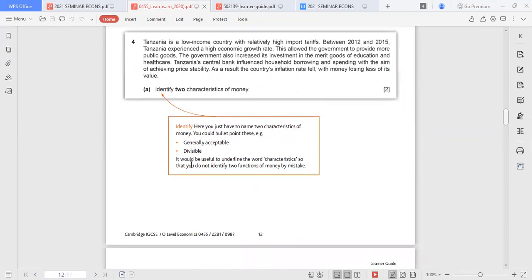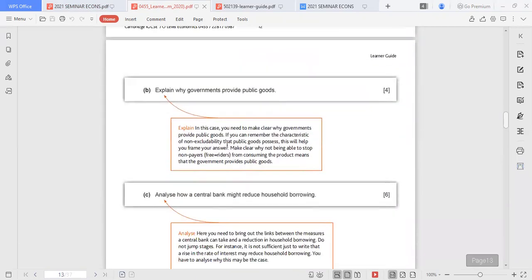It will be useful to underline the word characteristics so that you do not identify two functions of money by mistake. So when they say the word identify, you can put it in bullet form. Explain means, in this case, you need to make clear why governments provide public goods. If you can remember the characteristics, it will be better. You need to explain in detail. 4 marks.